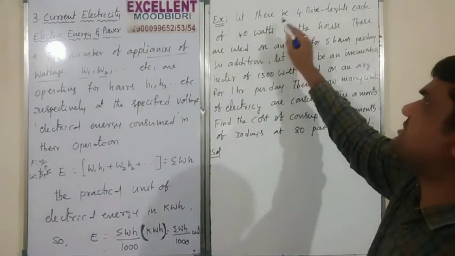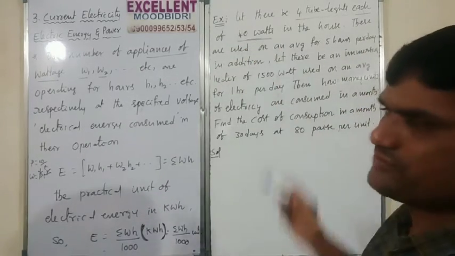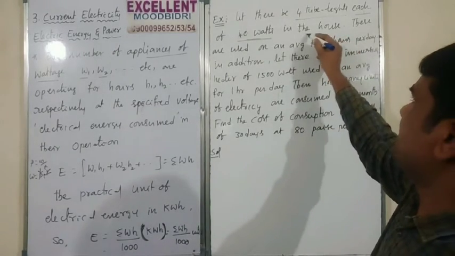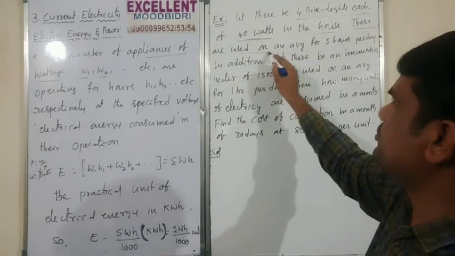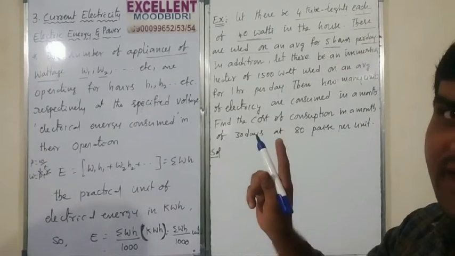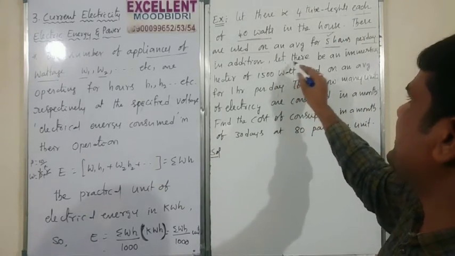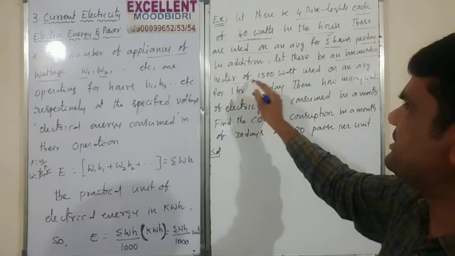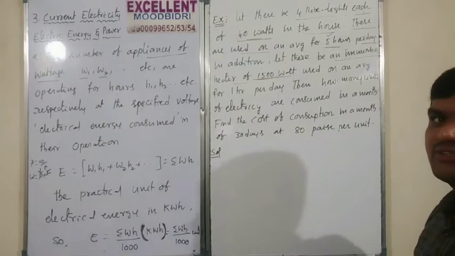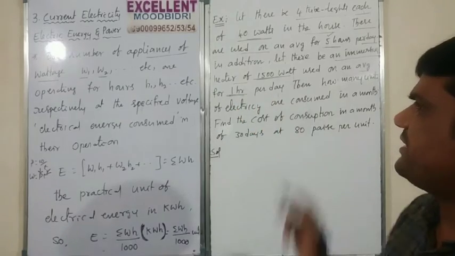Let there be 4 tube lights, each of 40 watts. Each tube light is having how much wattage? 40 watts. In the house, these are used on average for 5 hours per day. In addition, there is an immersion heater whose wattage is 1500 watts. Every day we are using it on average 1 hour per day.